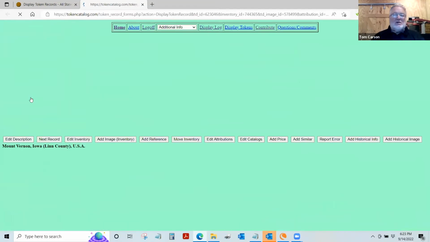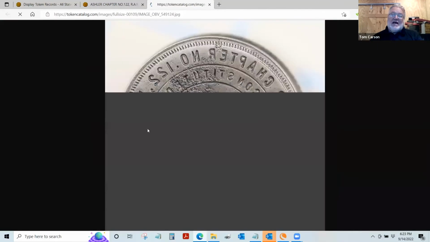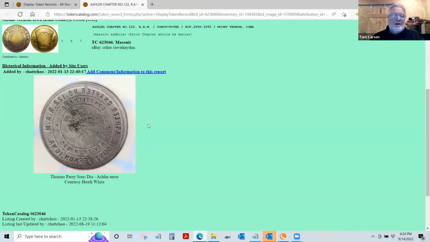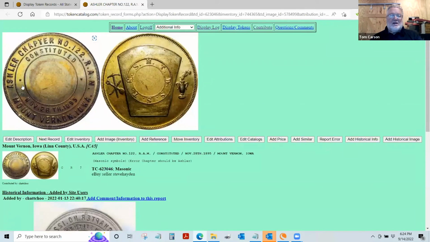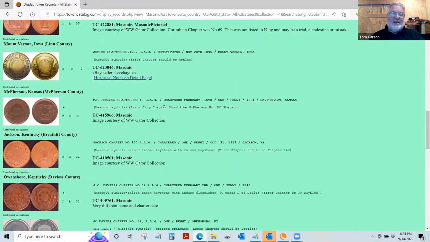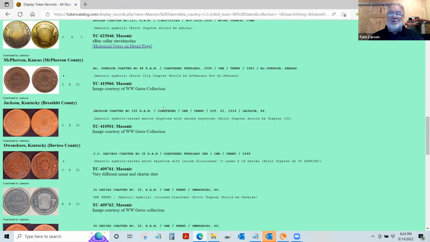Mount Vernon, Iowa was interesting. We found the die before we found the penny. And the die was ASHLER. This one was a Thomas Perry son die. And it should have been ASHLAR. By the way, there are 5,000 of the Masonic penny dies now and we're in the process of adding them to the token catalog.